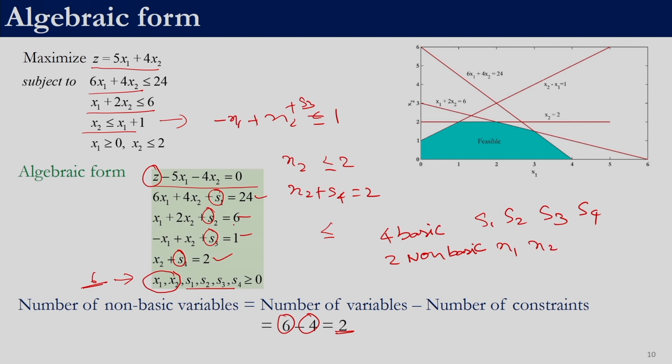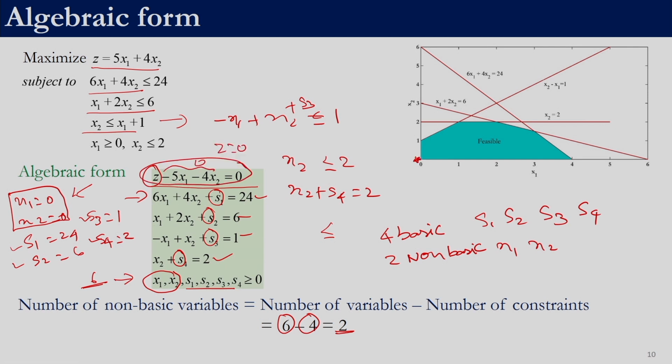So an initial solution for this problem is, if we take x1 equal to 0 and x2 equal to 0, this equation will give us the value of S1 to be 24, the second equation will give S2 to be 6, the third equation will give S3 to be 1, and the fourth equation will give S4 to be 2. These two are non-basic variables, whereas these 4 are basic variables. This solution satisfies all the constraints, and for this solution the objective function is 0. So we have 0 comma 0 as the initial starting point.